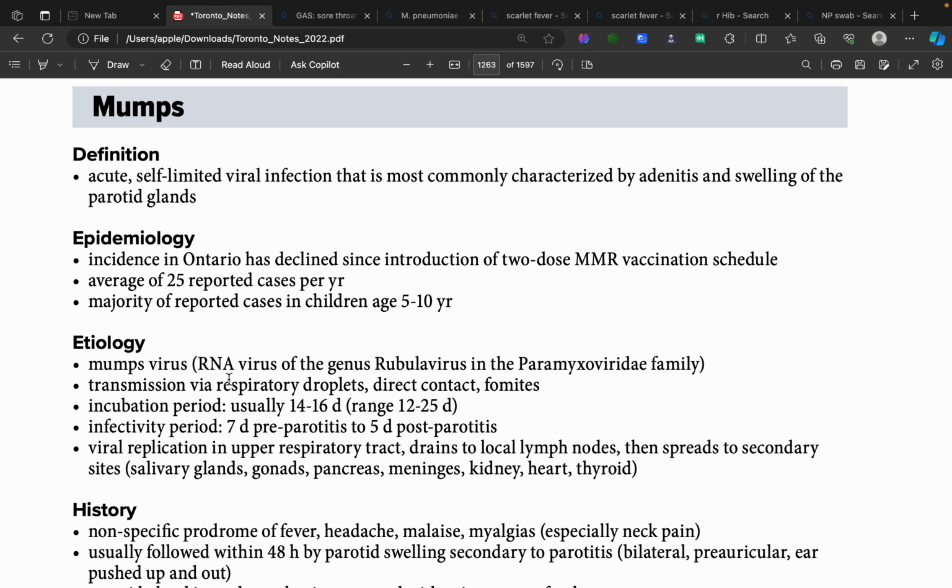Okay, the mumps infection etiology is mumps virus. So the transmission is via respiratory droplets and direct contact. The incubation period is 14 to 16 days, and the range is between 12 to 25 days. Infectivity period is 7 days pre-parotitis to 5 days post-parotitis. And the viral replication in the upper respiratory tract drains to the local lymph nodes and then spreads to the secondary sites.